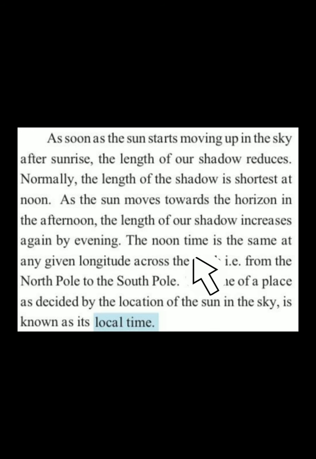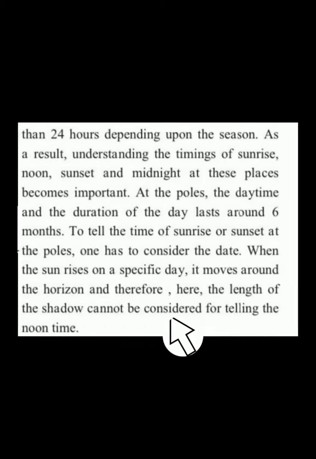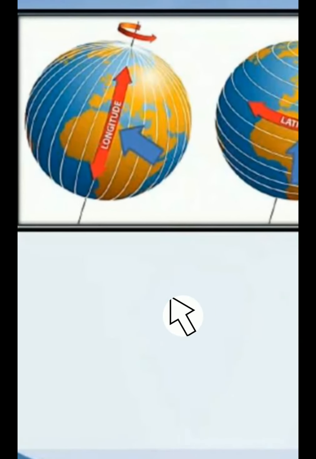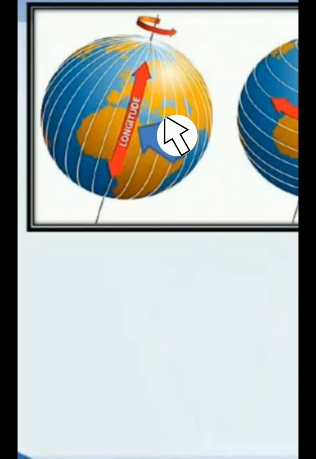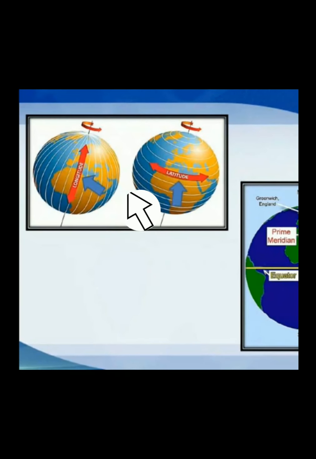The noon time is the same at any given longitude of the earth, that is, from the north pole to the south pole. I'll tell you what this means. Now students, we have imaginary lines on our planet earth. These imaginary lines are called longitudes and latitudes. See here, you can see them. Those that run from up to down, that is from north to south, are called longitudes, and those that run from east to west are called latitudes. So longitudes are long this way.